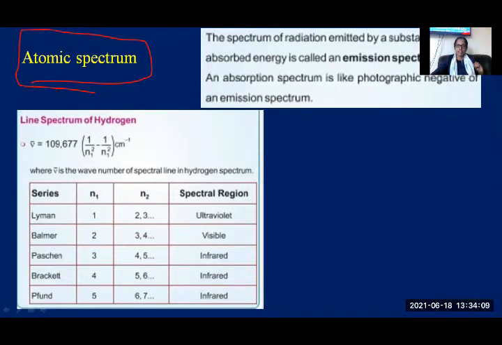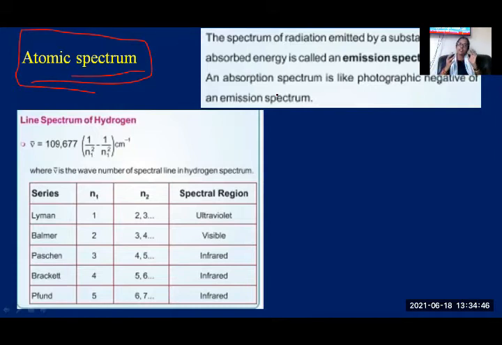So this spectrum can be emission spectra or absorption spectra. So atomic spectra: when the radiation emitted by an atom is observed, it is called an atomic spectrum. Again, this atomic spectrum can be an emission spectrum or an absorption spectrum. When the spectrum arises because of the emission of radiation by the substance, it is called an emission spectrum.